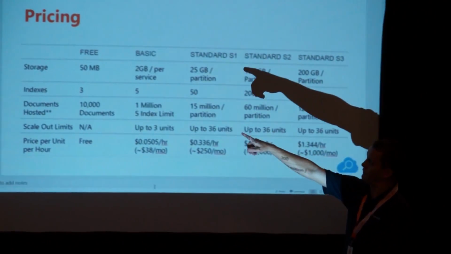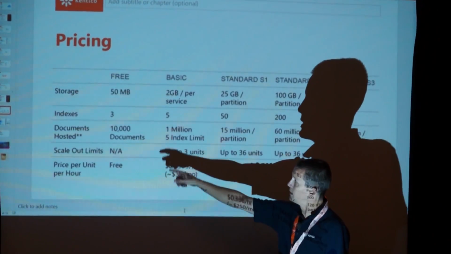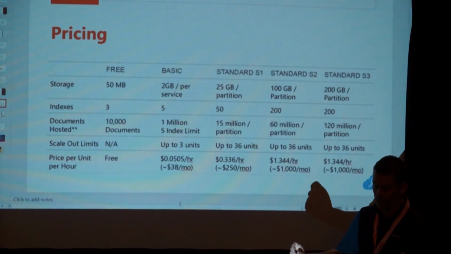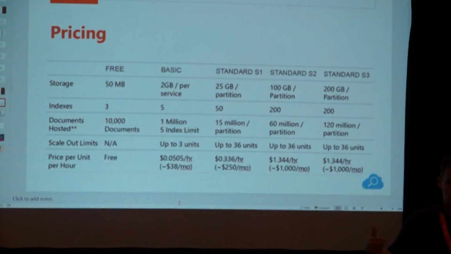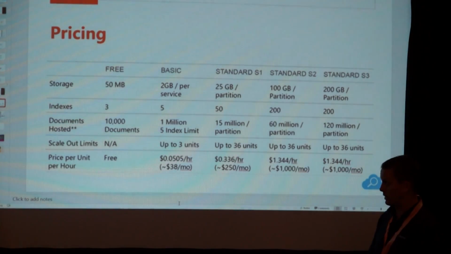All right, so how much does it cost? Well, free's free, so that's good. But you're limited to 50 megabytes, 3 indexes, 10,000 documents. Every row is a document. Now you can use the same index, just do different searches against it. You could totally do that.